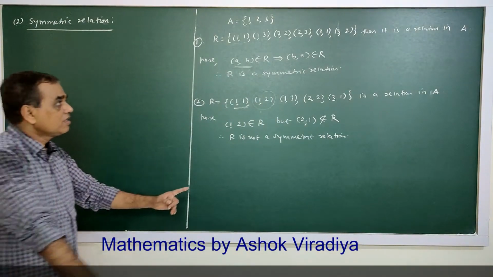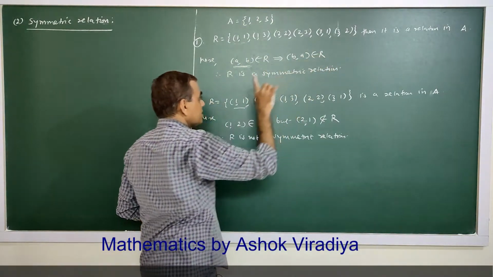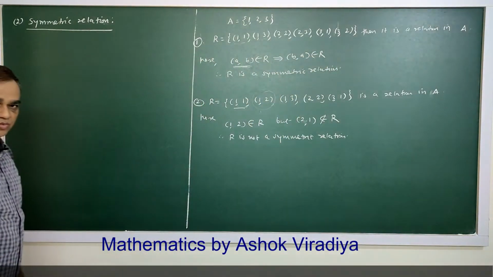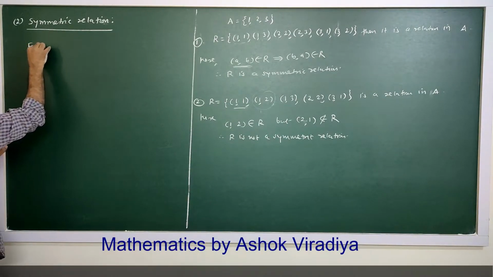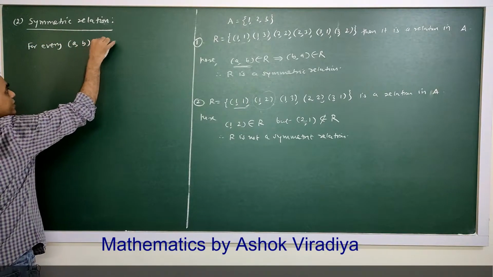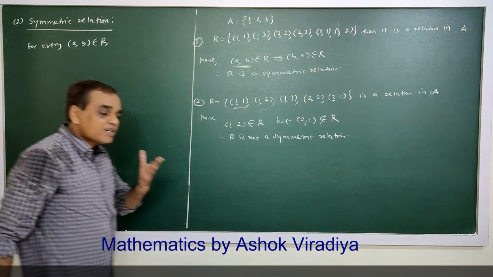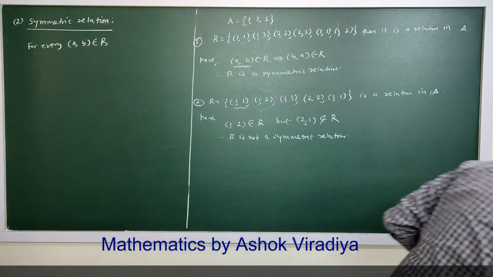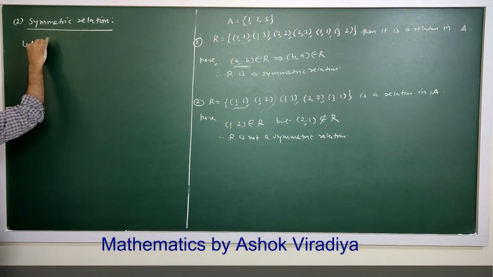Condition is that for every element of the given relation, this should be true. So here I am putting the word: for every (a, b) belonging to the given relation. Here, what is R? R is a relation in set A. Let R be a relation in set A.